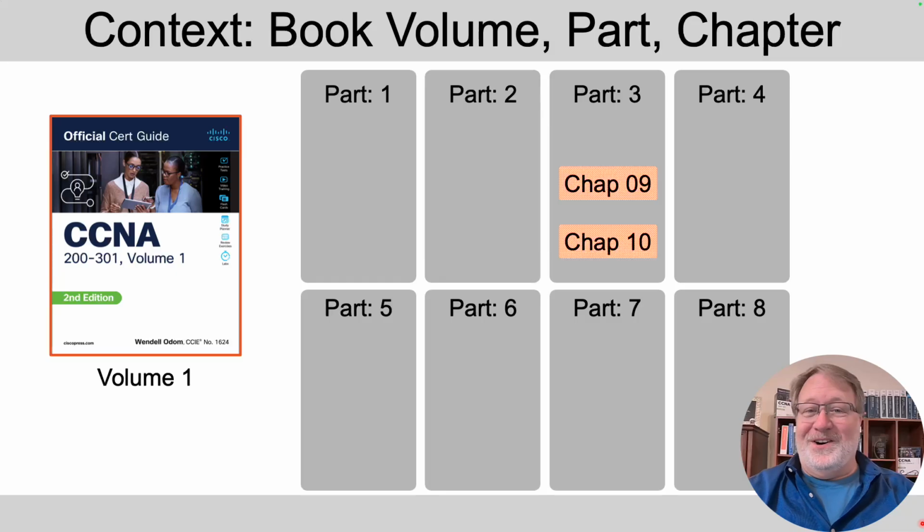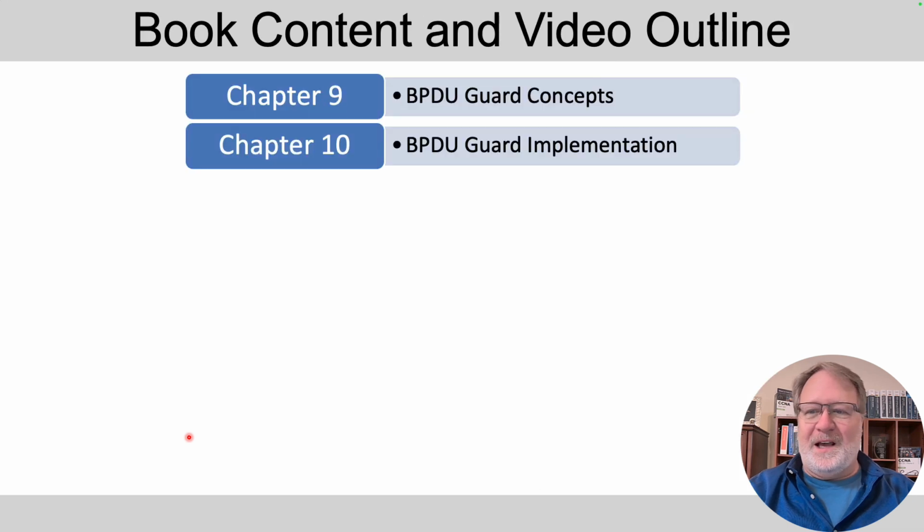So BPDU Guard, as usual, I like these videos to follow the outline of the book, but in this case, I've got BPDU Guard topics in both chapters 9 and 10 of the current CCNA Official Cert Guide, Volume 1. So what's up with that? Well, it turns out I put the concepts in Chapter 9, but without config, and the config and verification steps in Chapter 10. And I did that on purpose in the books, just to match up what the book was doing. But for this video, I'd like to put them together.